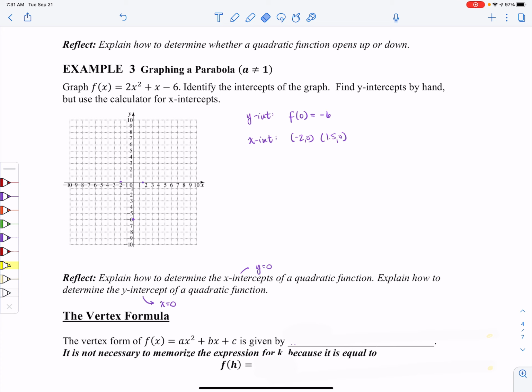Now, sometimes my lab asks you to put these in coordinate form. So make sure if it does that, that you have the right format. And then I've got enough information now to be able to graph this. Now, there's something that I want to point out here. Let's go back to that graph.